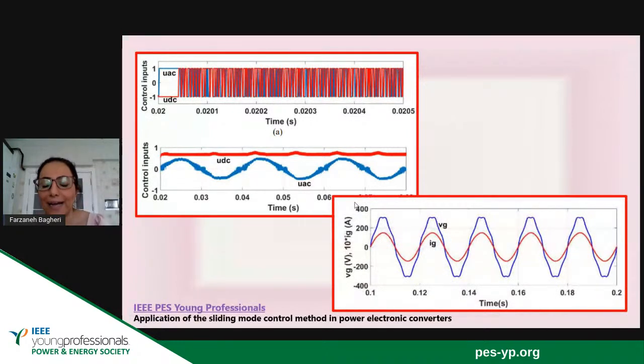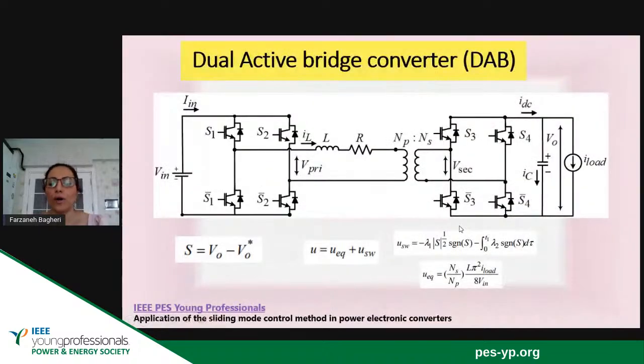If you look at another result of this paper, you can see that even though the grid voltage is under distortion, and you know that we have an LCL filter, we should have used resonance damping, but by using the sliding mode control method, you can see that we have a grid current which is sinusoidal and free of harmonics.